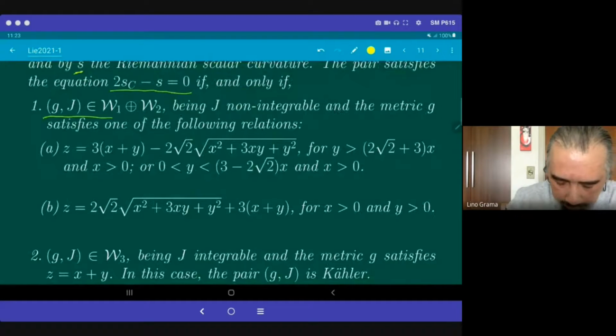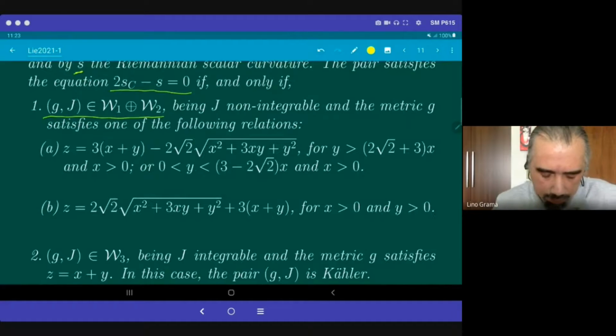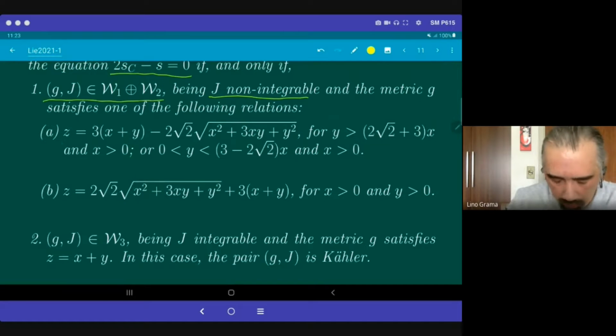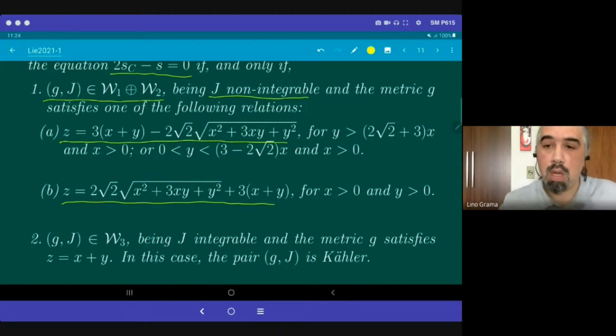first, the pair belongs to this Gray-Hervella class, where J is not integrable, and the metric satisfies one of the following relations. They will have some equation here. This is a solution of the problem. Or this solution. In this case, we provide an example of this situation.